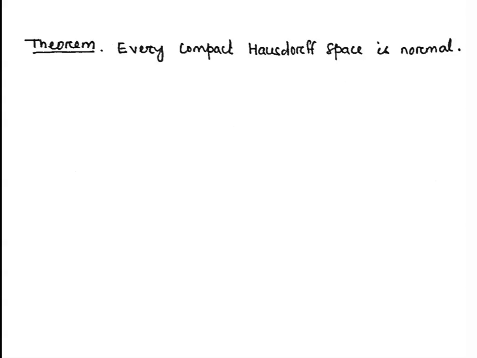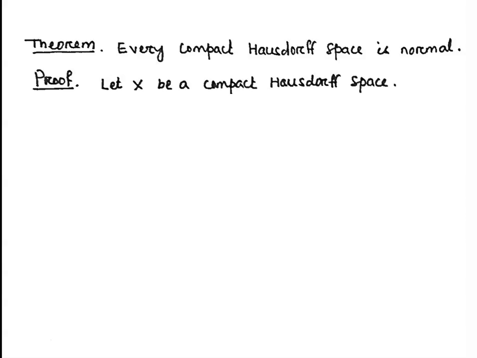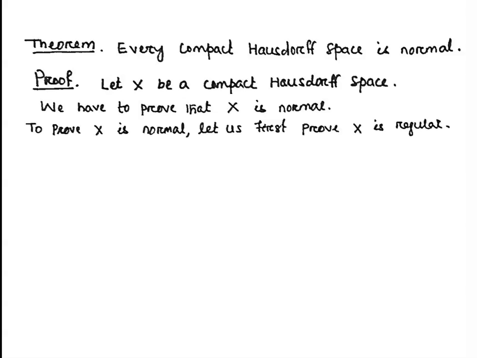Now the next theorem is: every compact Hausdorff space is normal. Let us prove this. Let X be a compact Hausdorff space. We have to prove that X is normal. To prove X is normal, let us first prove X is regular. To prove X is regular, let us take a closed set A and a point outside it. Let A be a closed set in X and x be a point outside it. Let us see whether we have two disjoint open sets which separate A from x or not.